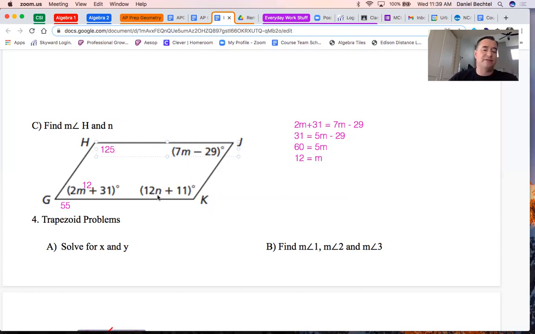Now we've got to use that to find our N because these are equal to each other. So with that, I'm going to come over here, change the color because you get bored with the same things. And I'm going to say that that 125 is equal to that 12N plus 11. Got to subtract 11 from both sides, which is going to give me 114. Well, that's not fun, is equal to 12N.